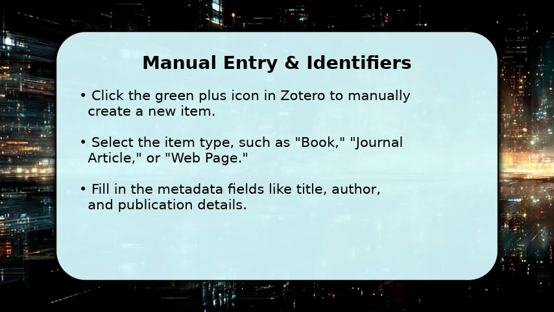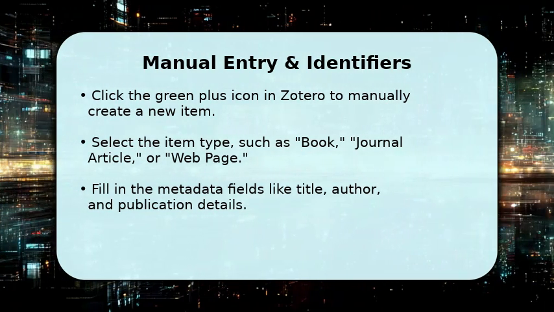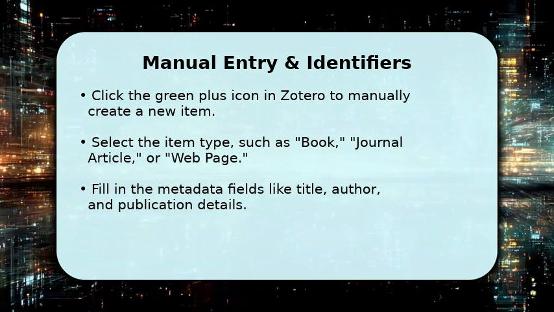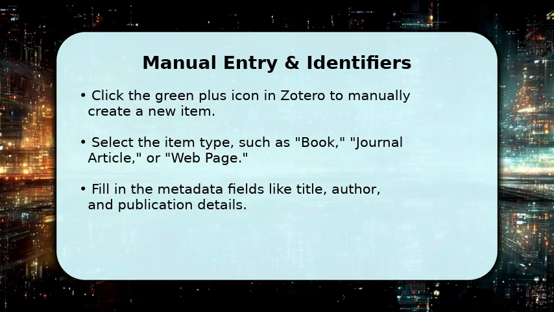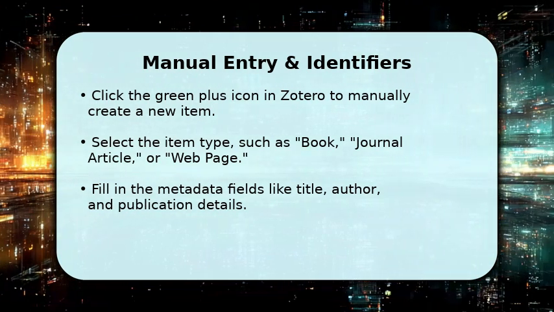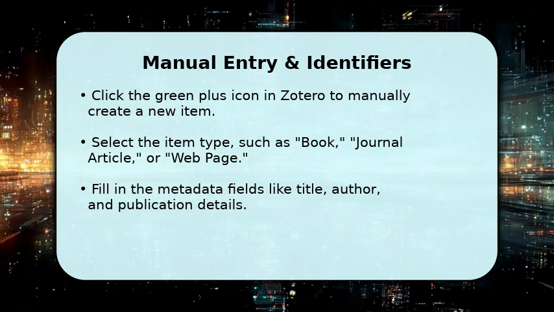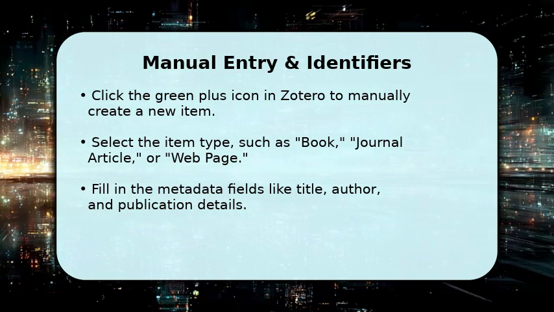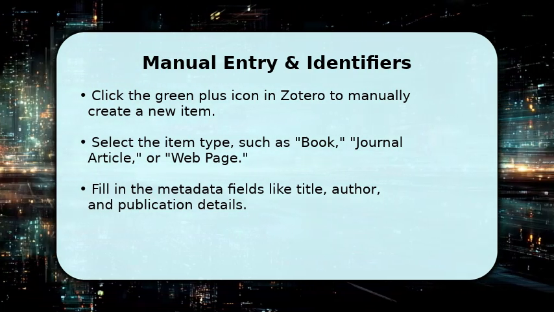For those unique cases where automatic saving isn't possible, manual entry is your solution. Click the green plus sign at the top of your Zotero library to create a new item. You can then select the item type and fill in all the details yourself. A powerful shortcut here is to use identifiers like a DOI or ISBN. Simply enter one of these into the magic wand icon, and Zotero will often fetch the metadata for you, saving you significant typing.